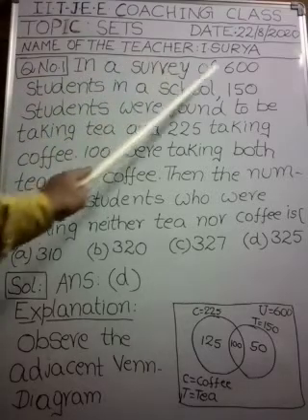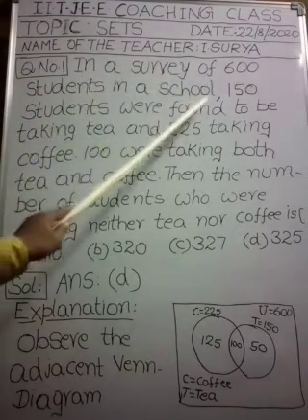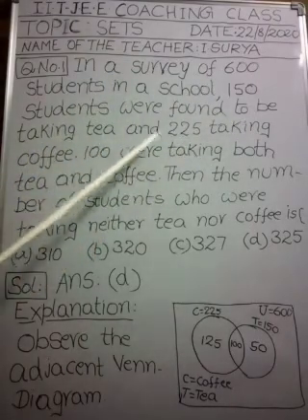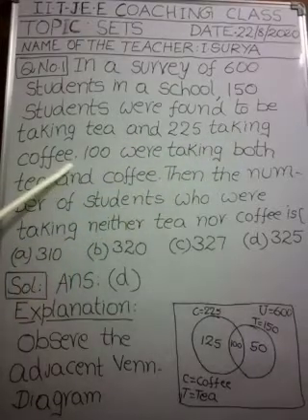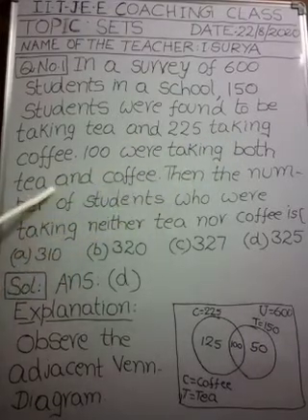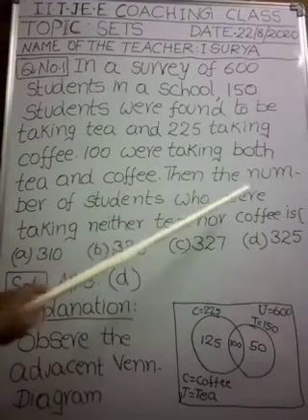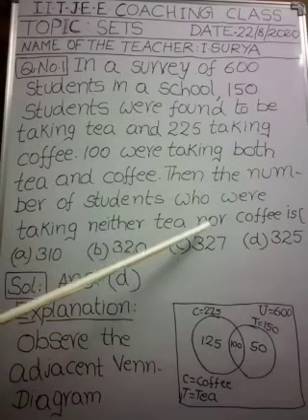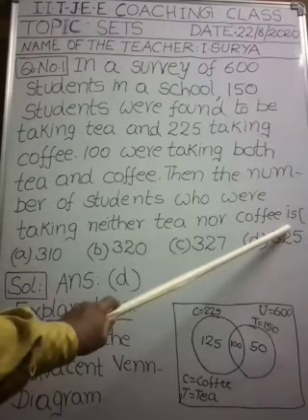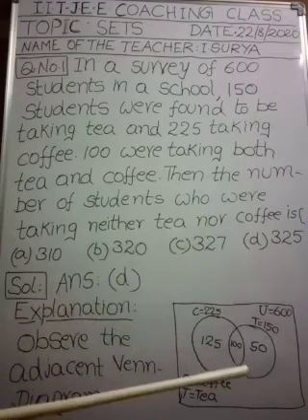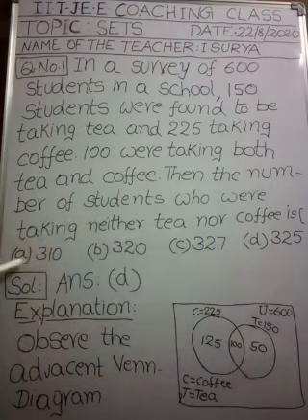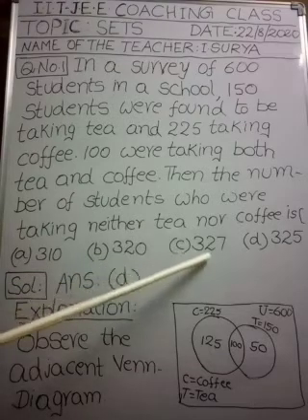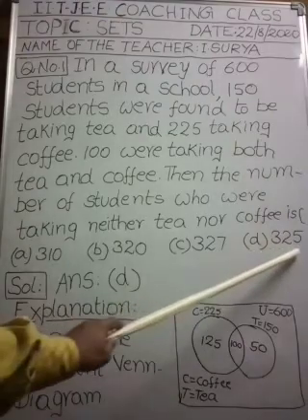In a survey of 600 students in a school, 150 students were found to be taking tea and 225 taking coffee. 100 were taking both tea and coffee. Then the number of students who were taking neither tea nor coffee is? Understood this question, my dear children? See the first option 310, second option 320, third option 327, and the fourth option 325.